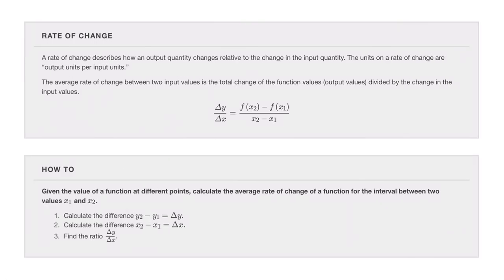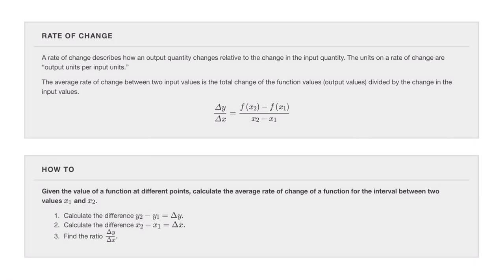So rate of change describes how an output quantity changes relative to the change in the input quantity. The units on a rate of change are output units per input units. The average rate of change between two input values is the total change of the function value's output divided by the change in the input values, right?